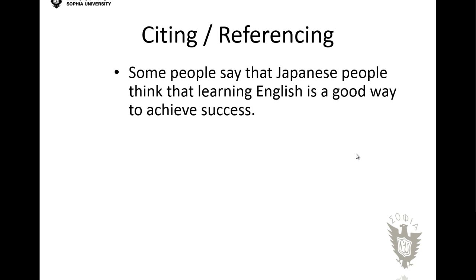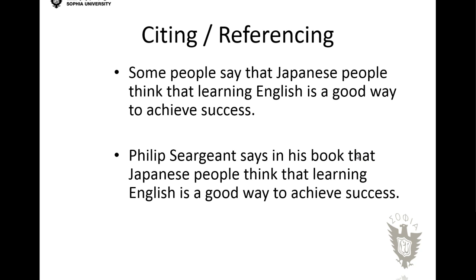So here's some examples that I'll show you. This is bad. Now, if you say, some people say that Japanese people think that learning English is a good way to achieve success. That's bad. That's bad because some people. Who are some people? Are they people in an izakaya? You know, is it your grandma? Is it your friend? Is it your teacher? How many people? This is not academic writing, because it doesn't say who. Academic is about specific, and what makes things academic is that it shows the evidence of research, shows the source.